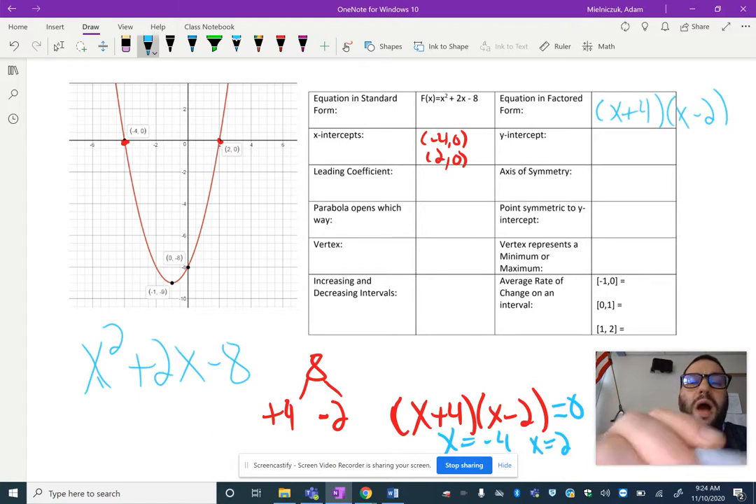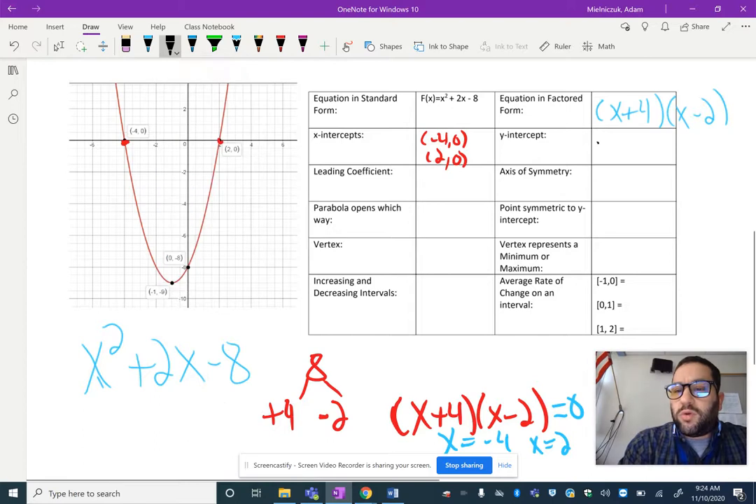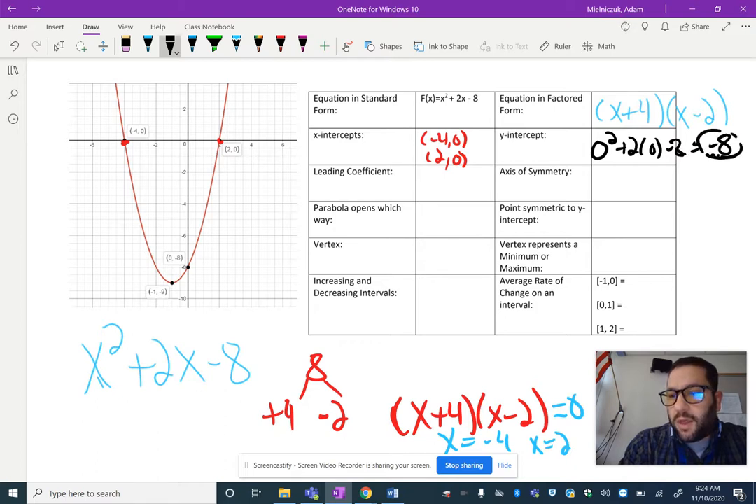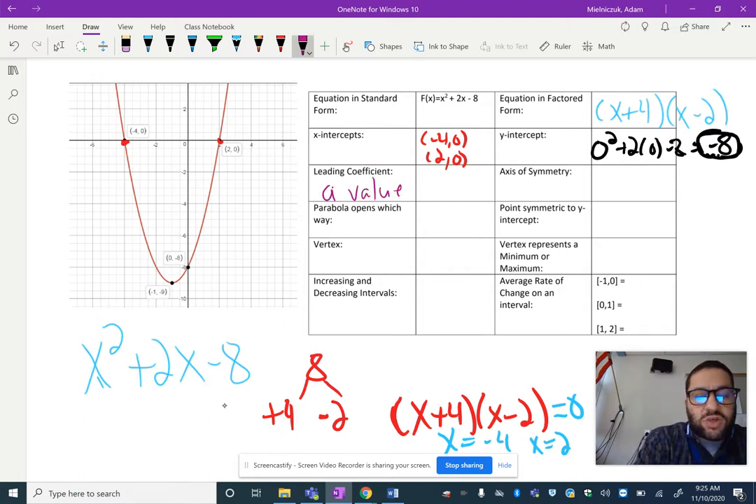Now, your y-intercept is found when x is 0. So we would do 0 squared plus 2 times 0 minus 8, and you'd see that our y-intercept is negative 8. All I did there was put 0 in for x. Your leading coefficient is your a value, so that is the value in front of x squared. In this situation, there's nothing there, so it is assumed to be a 1. So your leading coefficient is 1.